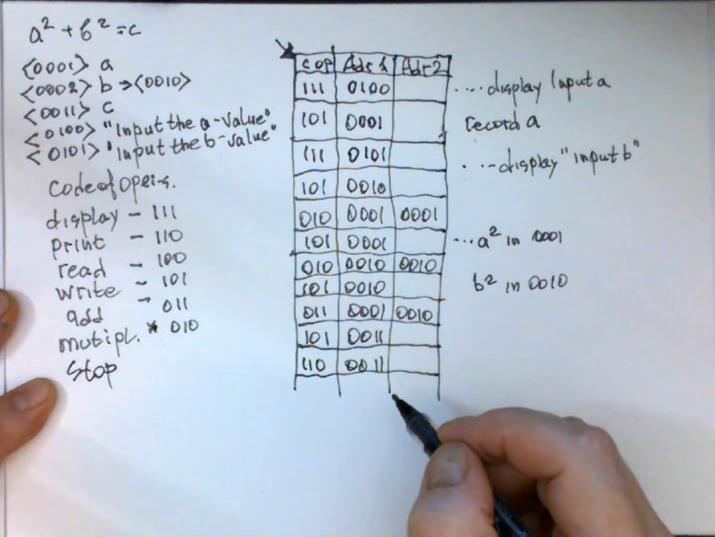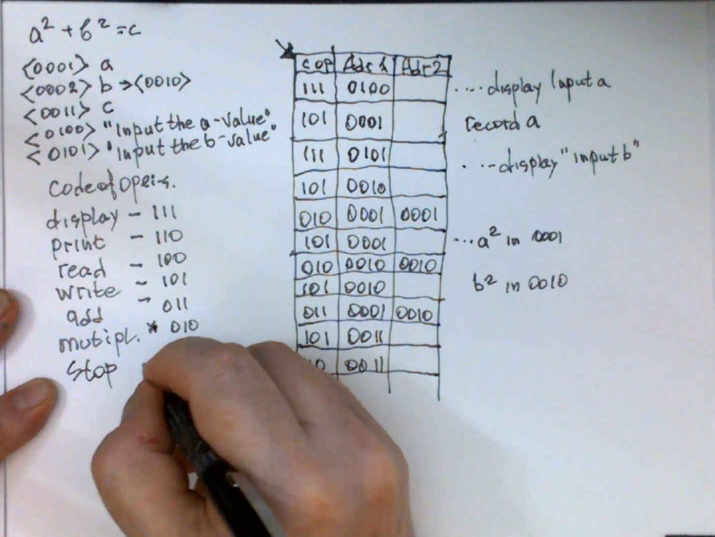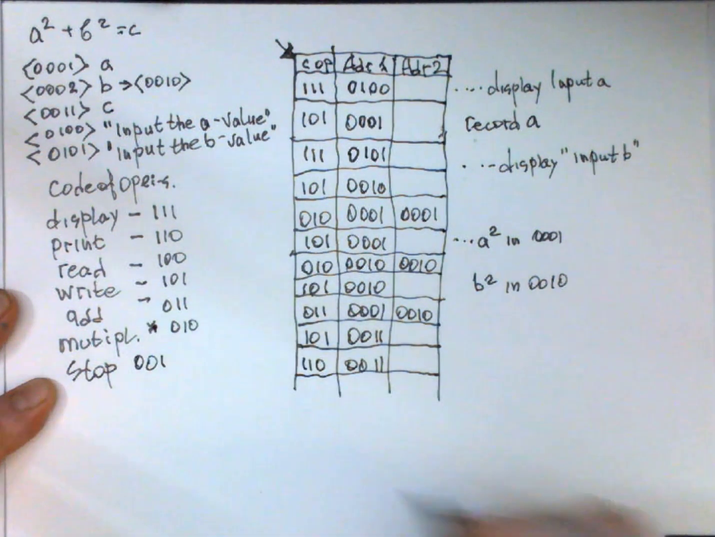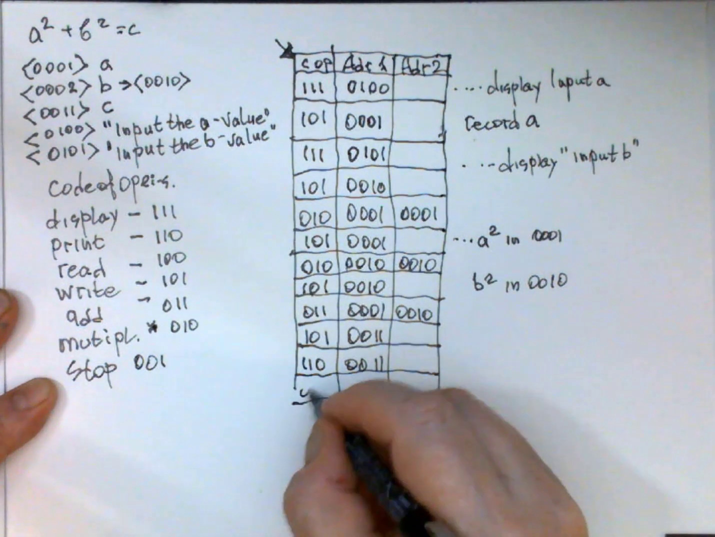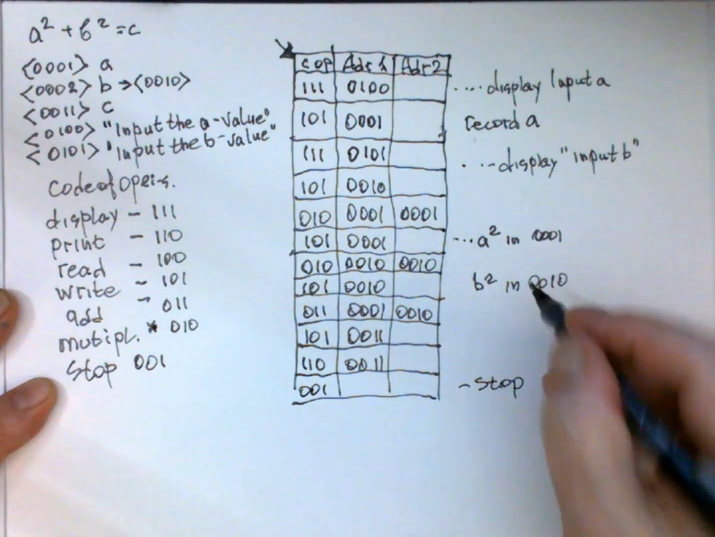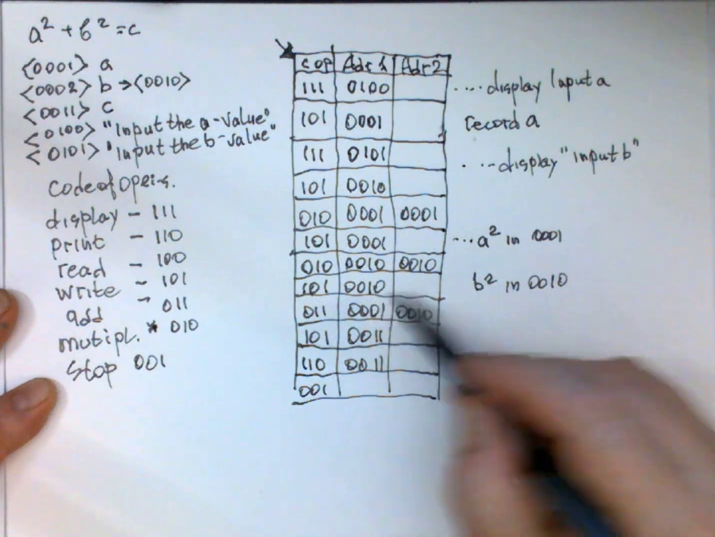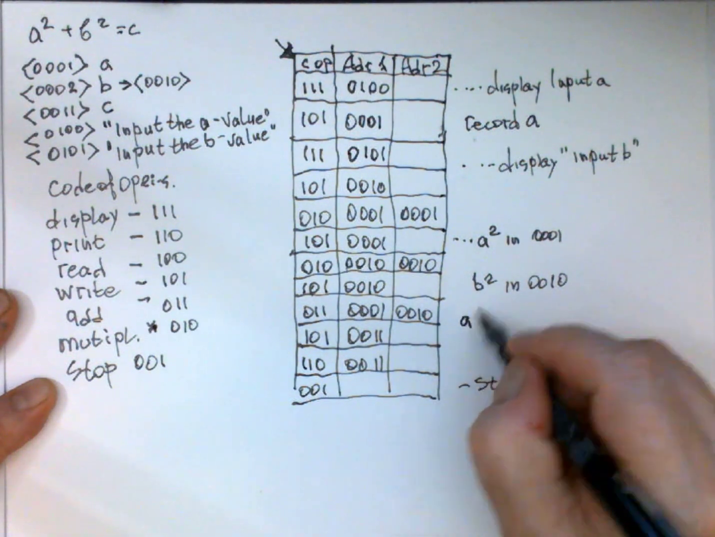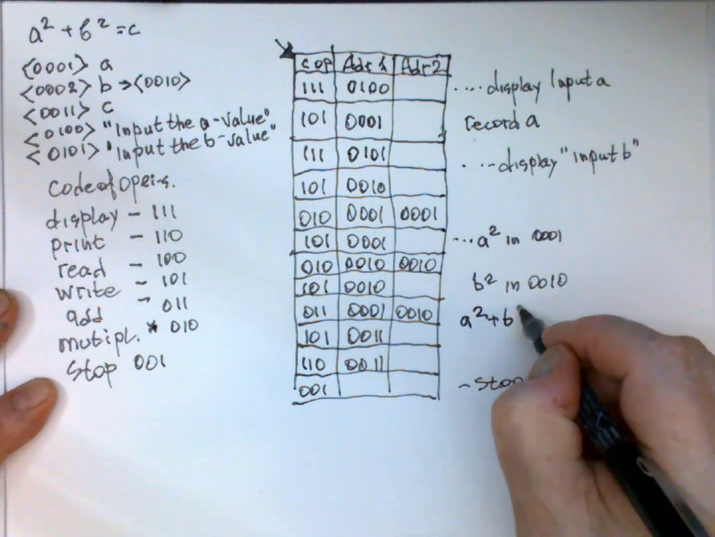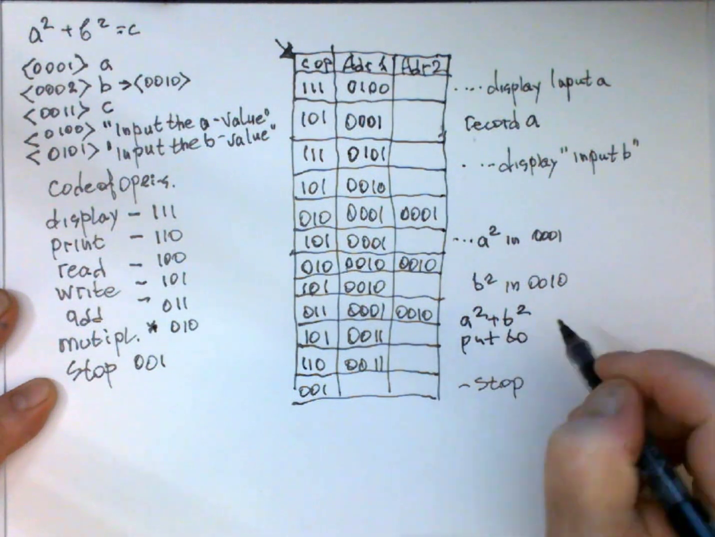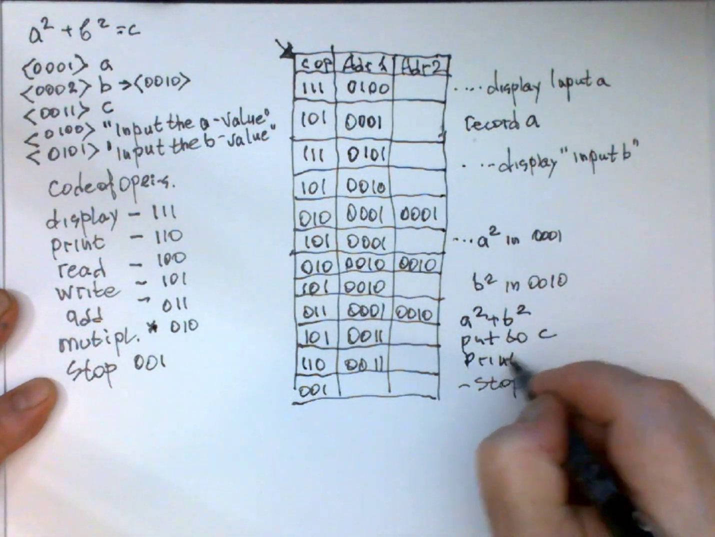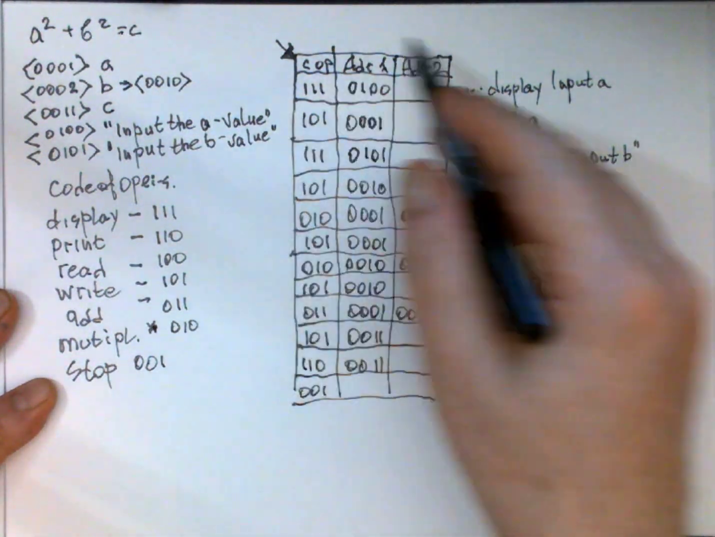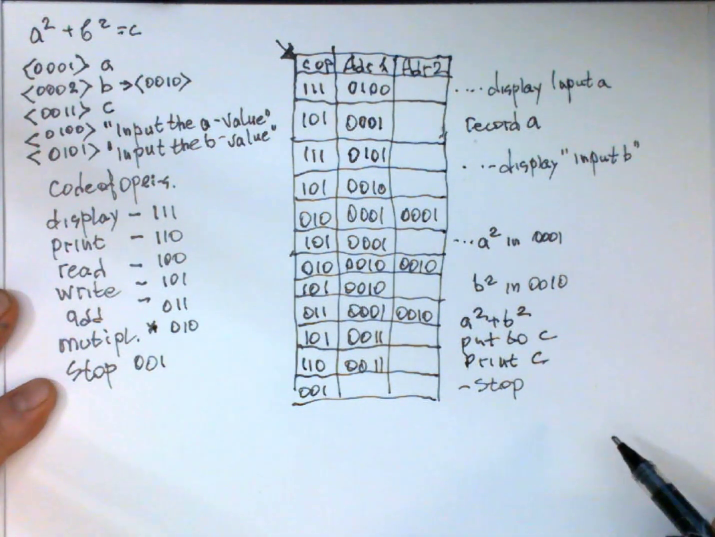Stop. That will be let's say 001. That will be operation stop. 001. Stop. So let me put comments. A square plus B square, put to C. Print C. Stop. So folks, then you can see a real program, how it works.